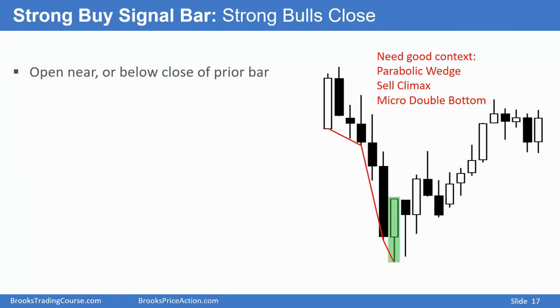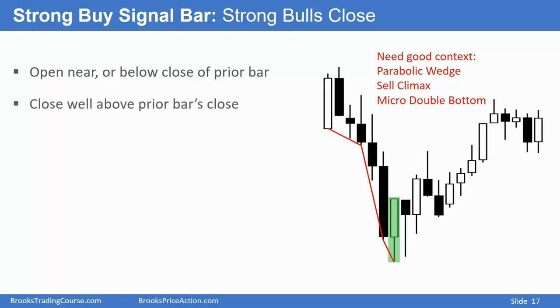What's a good buy signal bar? Well, first of all, you want an open of the bar near or below the close of the prior bar. And this open is just around that close. And you also want pretty good context. And here we have a low, we have another low here or here, and then another low here. We're starting to accelerate downward, so it's a parabolic wedge. And then here we went up, and we went down, went up. We went down twice. Down, up, so micro double bottom. That increases the chances that the reversal will work. So the context is pretty good.